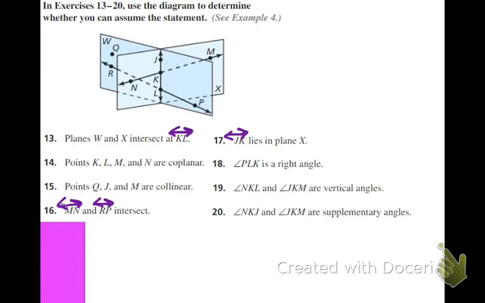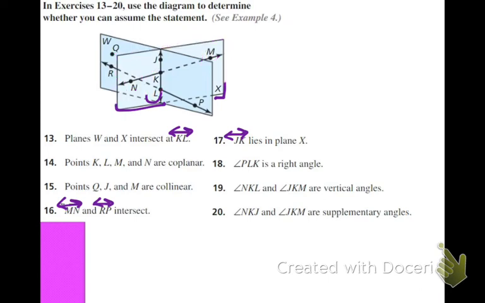We can talk about them. Planes W and X intersect at KL. Is that a yes or a no? Do they intersect here? They do. That's a yes. And then points K, L, M, and N are coplanar. It would mean they'd all have to be on the same plane. Are they all on the same plane? They sure are. So that one's a yes.